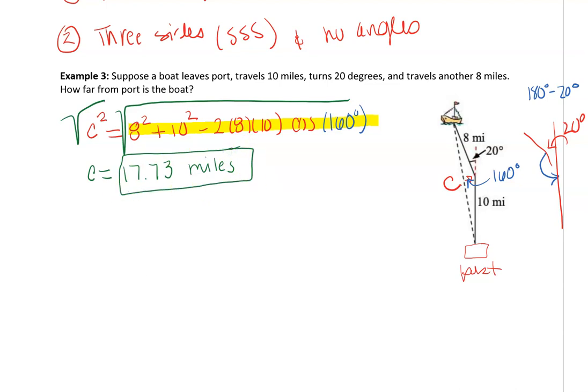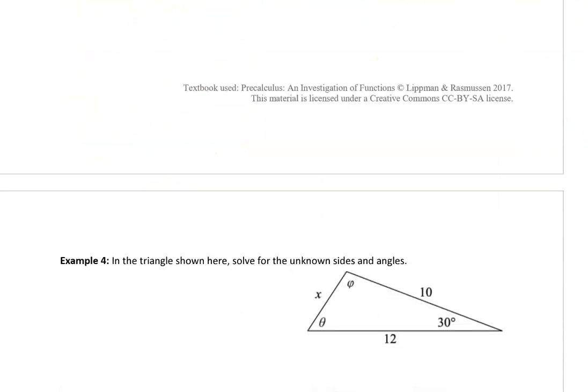17.73 miles. And so you can see, if I were to take all the words out of this situation, we're just finding a missing side. So don't let the boat and the port and the miles throw you off. See what you have. If necessary, draw a picture without the boat in there. Just draw a triangle. See what you have, see what you're missing. Let's do another one.